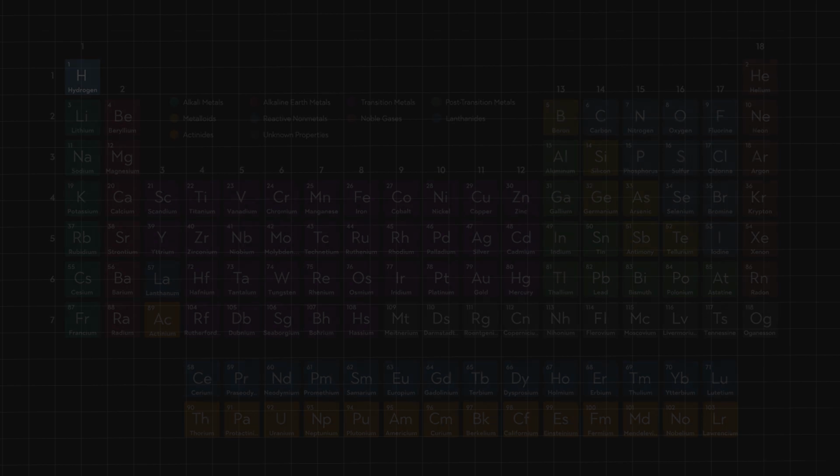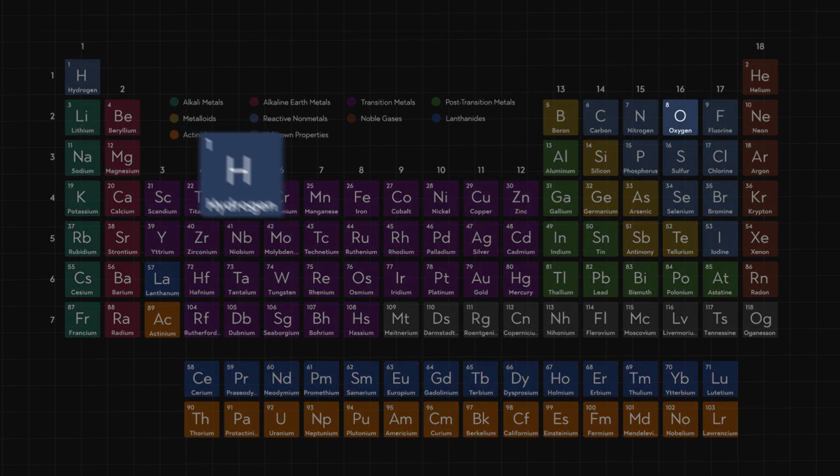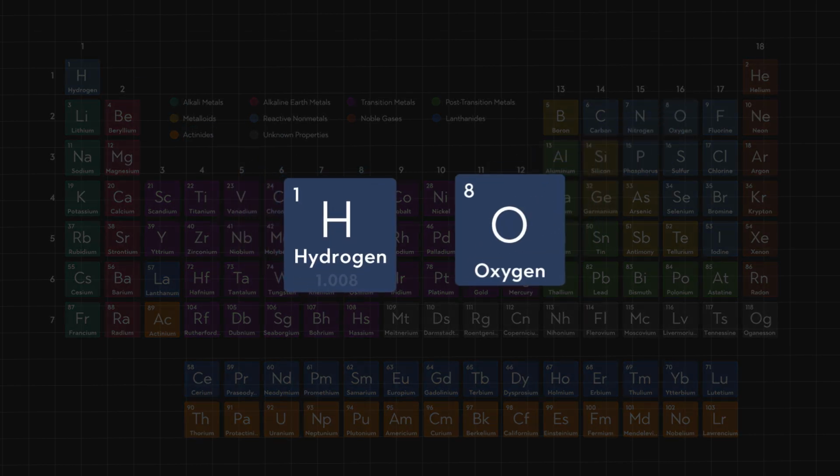I can get the mass of a water molecule from the atomic masses on the periodic table. Hydrogen has an atomic mass of 1.008. Oxygen has an atomic mass of 15.999. A water molecule has 2 hydrogens and 1 oxygen, so the mass of a water molecule is 18.015.